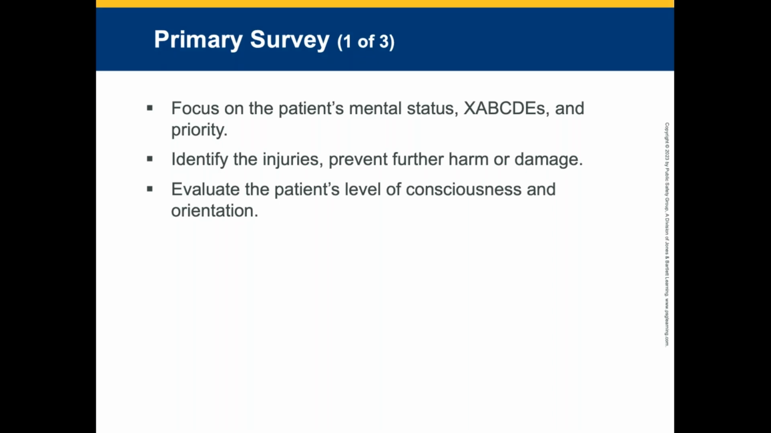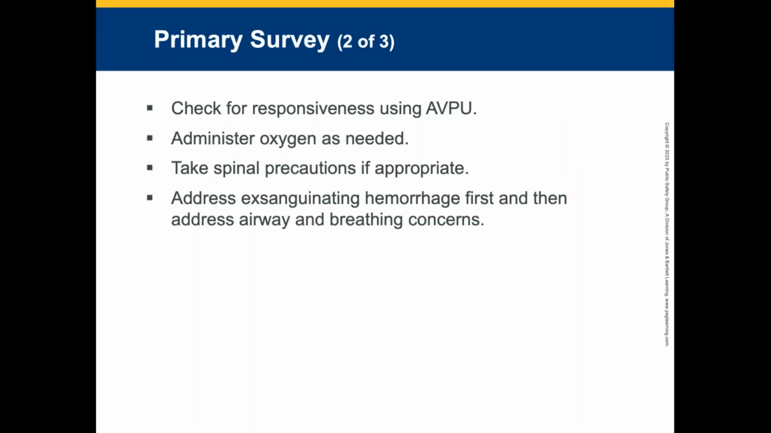So obviously in your secondary, if they have a tib-fib fracture, you can splint those, ankle fractures, elbows, humerus, radial, things like that. Evaluate the patient's level of consciousness and orientation. Remember, things can change quickly with traumatic patients. Check responsiveness utilizing the AVPU scale.